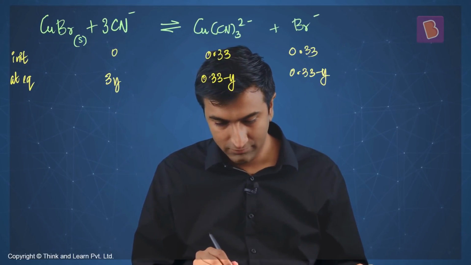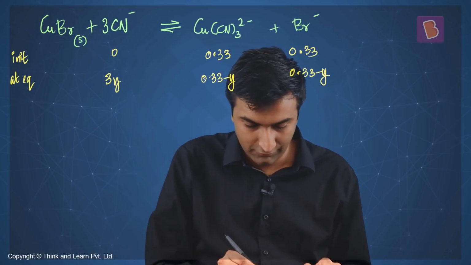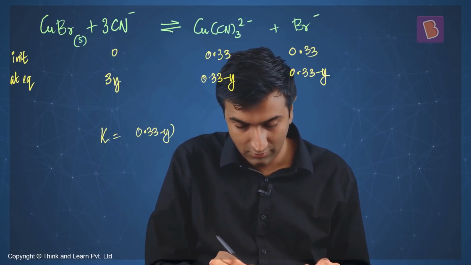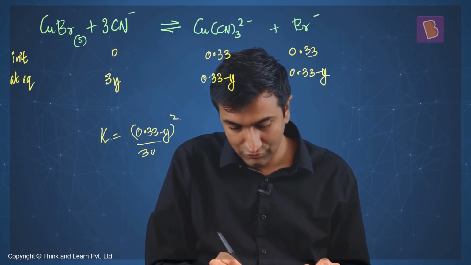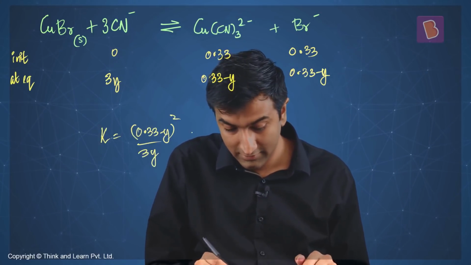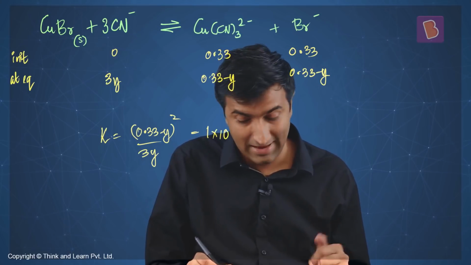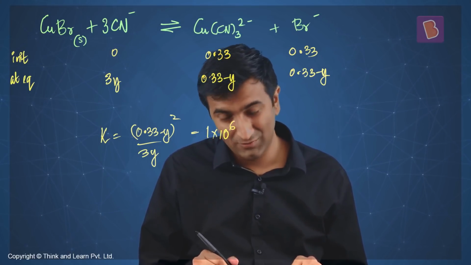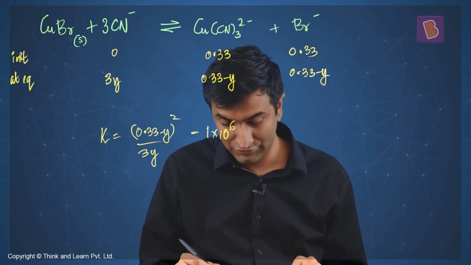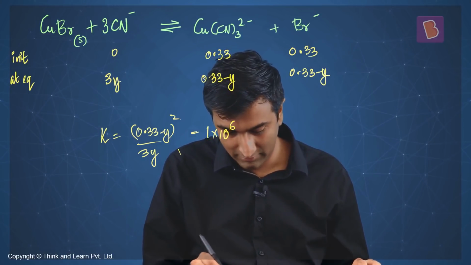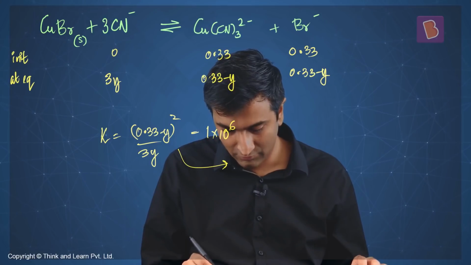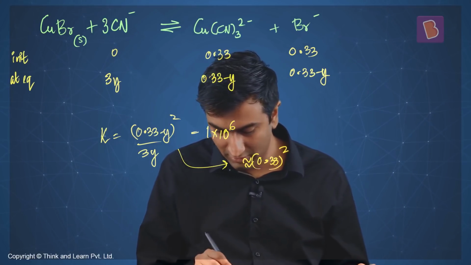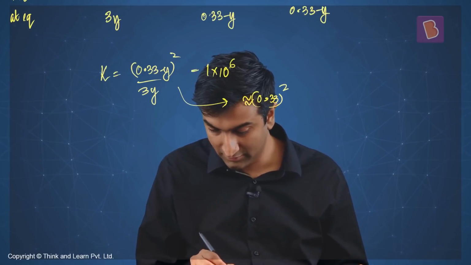Now all we need to do is write down the beautiful K expression, which is simply this: 0.33 minus y, whole squared, divided by 3y, should be equal to the equilibrium constant over here, which we calculated. We did that, it is equal to 10 power 6. I think y is going to be really, really tiny, really small. So I can remove it from here. This is almost going to be equal to 0.33 whole squared itself. I think that's an approximation I can afford to make.